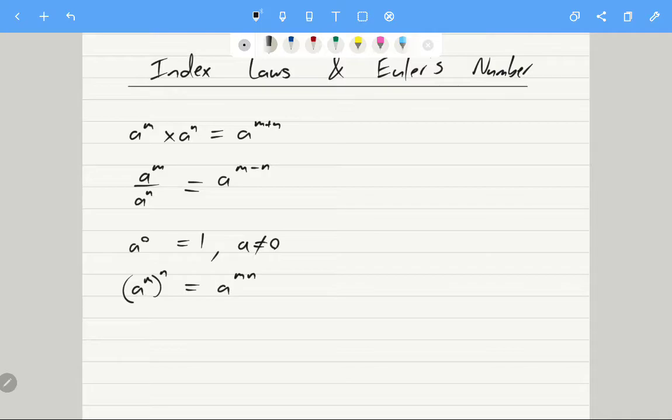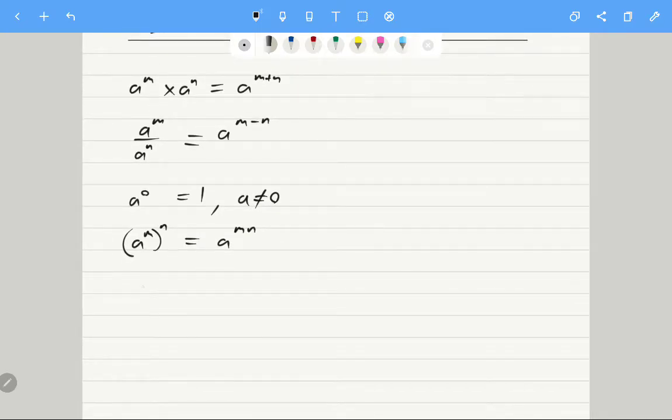If we then have a to the m on n, well, the on n represents the radical, the nth root of a to the m. Or we can also write this as the nth root of a all to the power of m. So these are 3 different ways of writing the same thing.